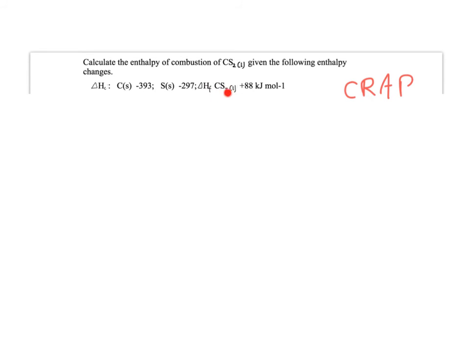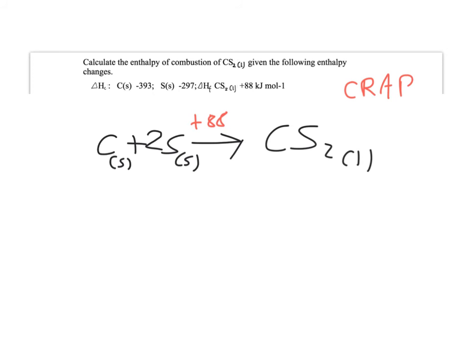So if you look at this, you've got the formation of carbon disulfide. So let's write out that equation. To make carbon disulfide, we're going to need some carbon plus some sulfur, and these are in their standard states. Put a 2 here, even though sulfur is technically S8. It's allowed to draw, it's just S1. And we're going to form carbon disulfide. So 1 carbon plus 2 sulfurs forms carbon disulfide, and we know the enthalpy change for that is 88.